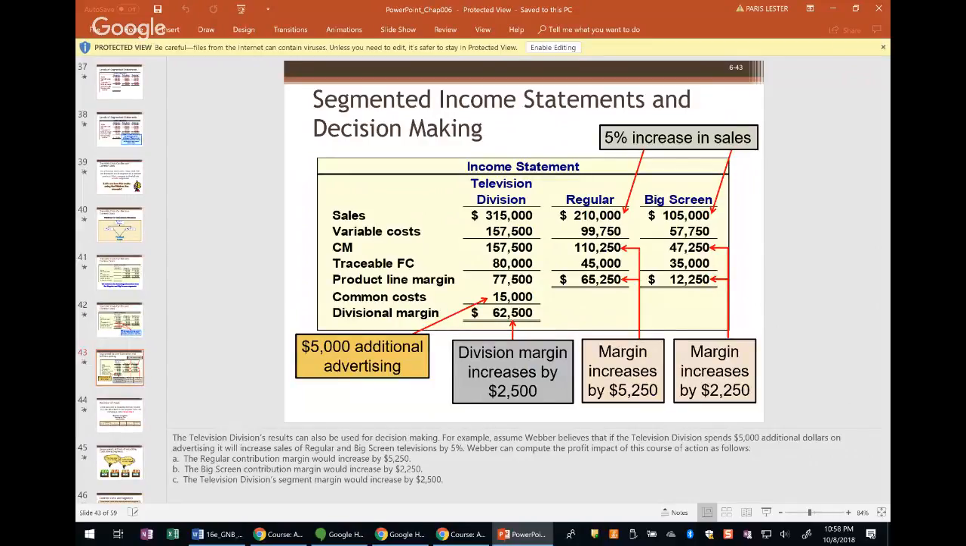All right, once again, segment income statement: sales, variable costs, contribution margin, traceable fixed costs. In this company, you have common cost of 15, which gives you a whole divisional margin of 62.5. All right. This is additional advertising, which was simply common fixed cost.